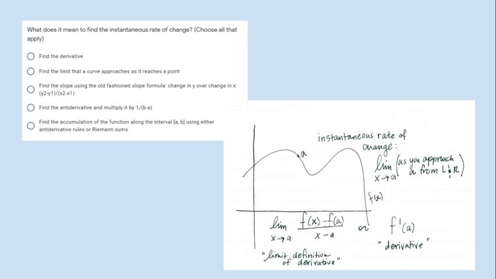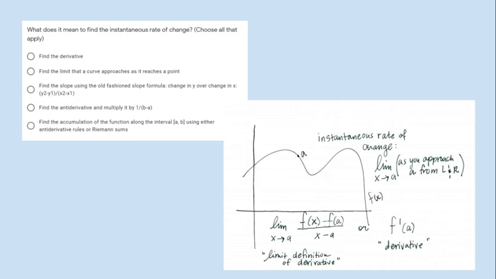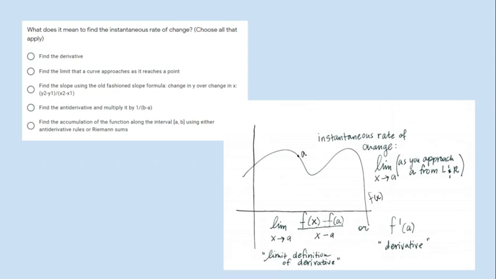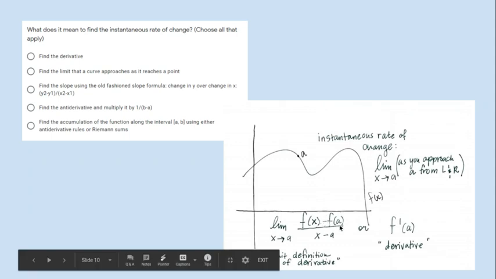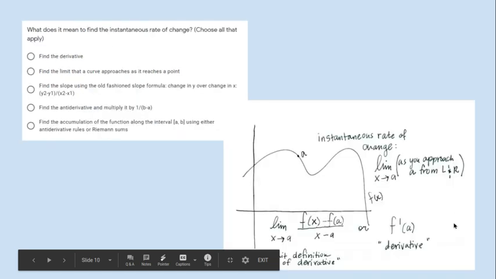Now, instantaneous rate of change, here there were technically two correct answers. To find the instantaneous rate of change means to both find the derivative and find the limit that a curve approaches as it reaches a point. So here's another curve. As I approach point A, I can find the instantaneous rate of change by taking the limit as we approach A from both the left and the right hand side. And that limit definition is found by using this formula, the limit as x approaches A of that vertical change over horizontal change. So the value of f of x minus the value of f at A over x minus A. And then, whoops, let me go back. I don't know if you can see underneath there.